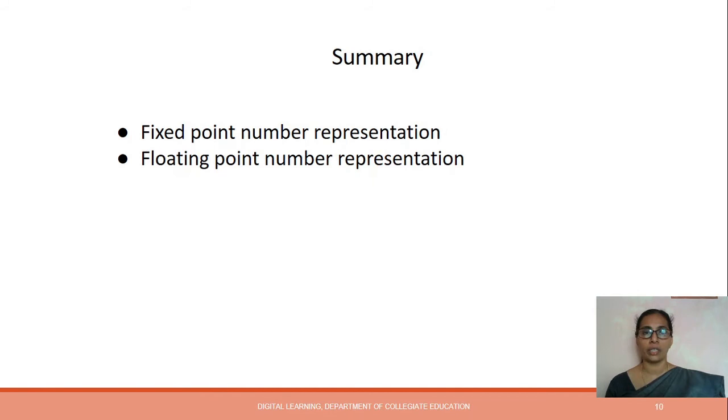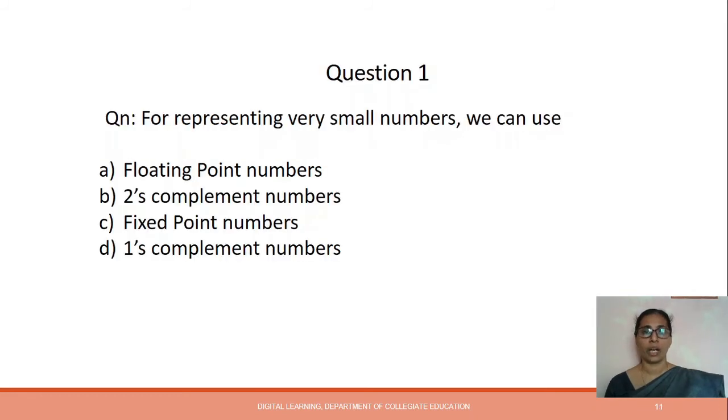We have already seen what is meant by fixed point number representation and floating point representation. Now it's time for questions. First one, for representing very small numbers we can use floating point numbers, 2's complement number, fixed point numbers, or 1's complement number. The answer is floating point numbers.